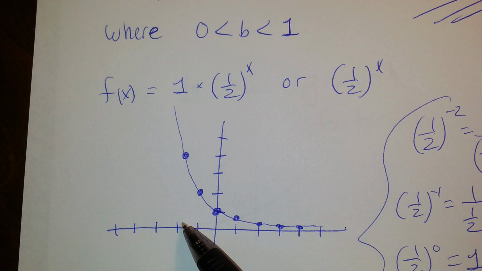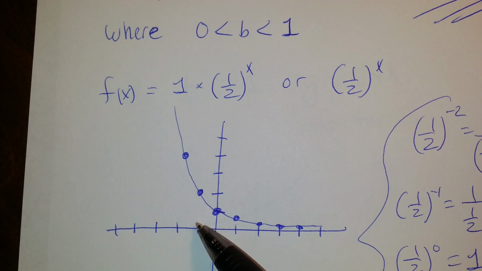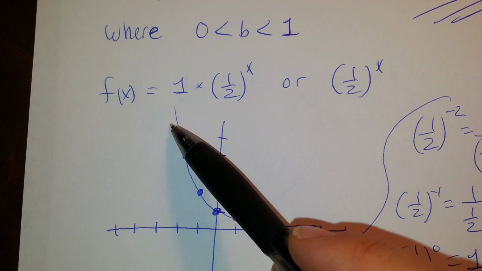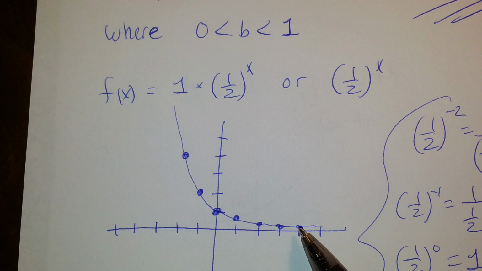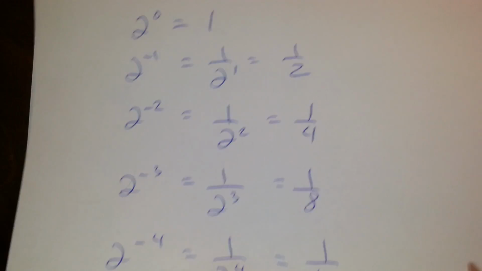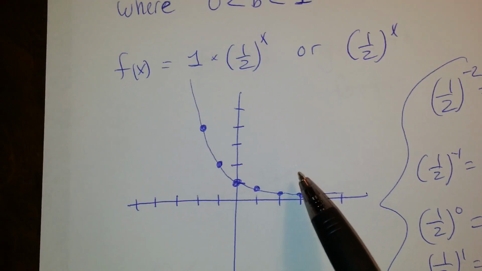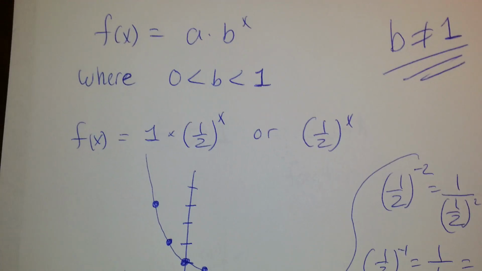Negative exponents make those fractions numerators, so 1/2 to the negative 1 is basically 2. 1/2 to the negative 2 is 1 over 1/2 squared, or 4. And as exponents get more negative, fractions get bigger. As exponents get more positive, fractions get very small, as we saw earlier. 1/8, 1/16, and so on. So this is what the graph looks like generally.